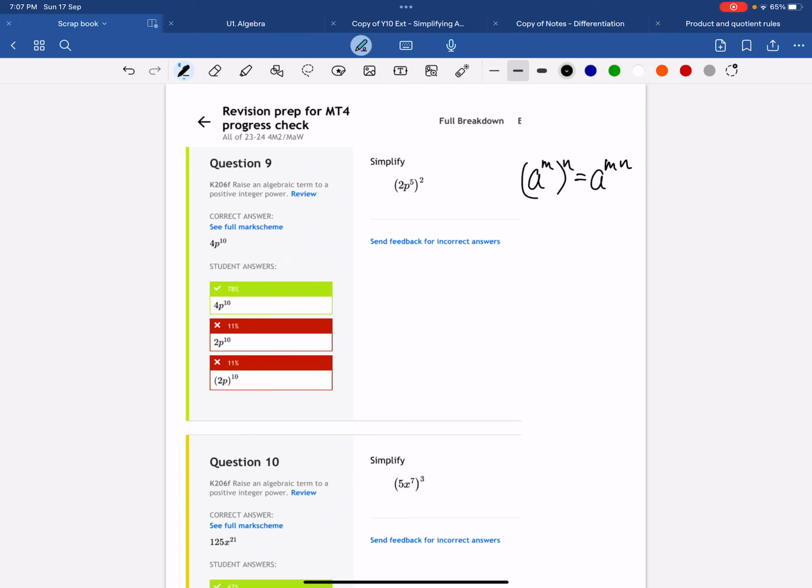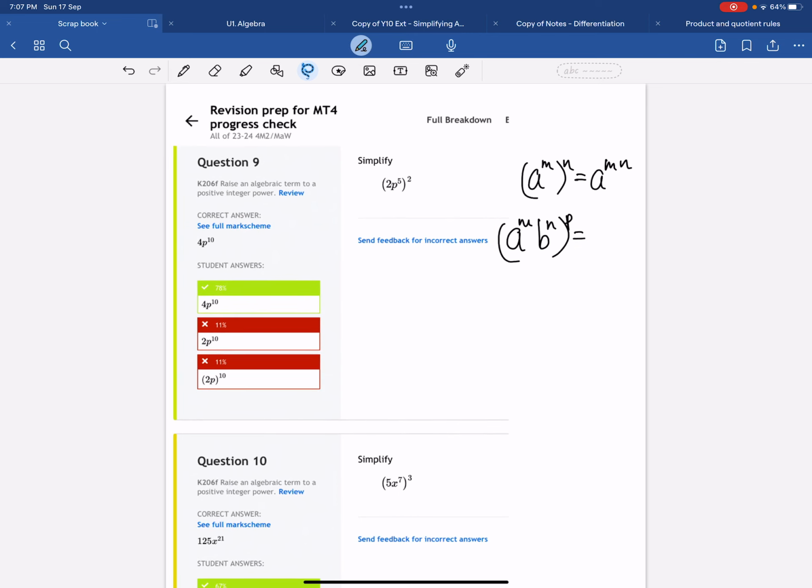Now then, if I put one more component inside the bracket, so a to the m, b to the n, all raised to the power of p, then you have to do a to the mp, b to the np. So you need to multiply the power. So this is distributed to m, we turn it to m times p. Remember, it's the bracket multiplying itself p number of times. And so that would be m number of p's, or n number of p's.